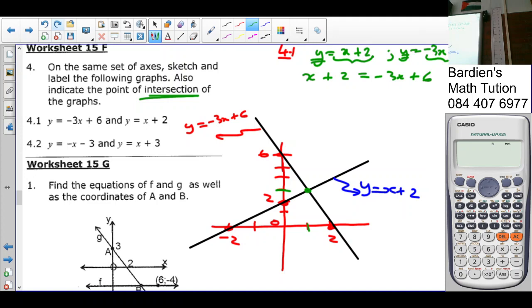You see that, people? Like as if you're saying A is equal to B and B is equal to C, what can we conclude? Therefore, A has to be equal to C. If A is equal to B and A is equal to C, then B has to be equal to C. On that same account, if y is equal to x plus 2 and y is equal to negative 3x plus 6, where are they equal? They are equal when x plus 2 is equal to negative 3x plus 6. Okay?